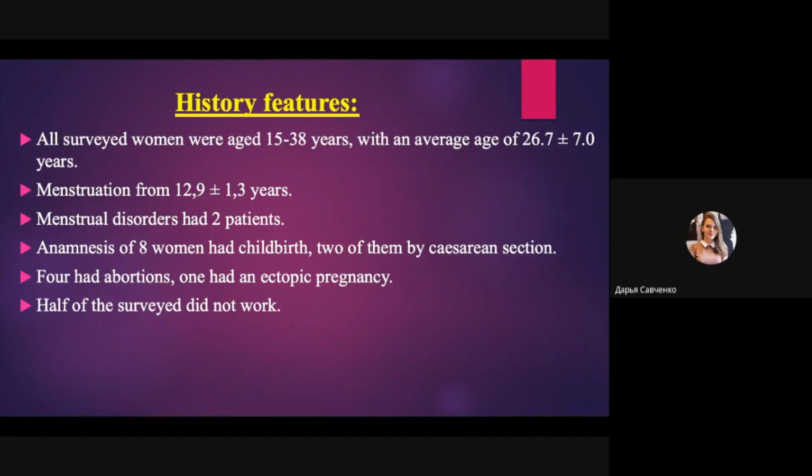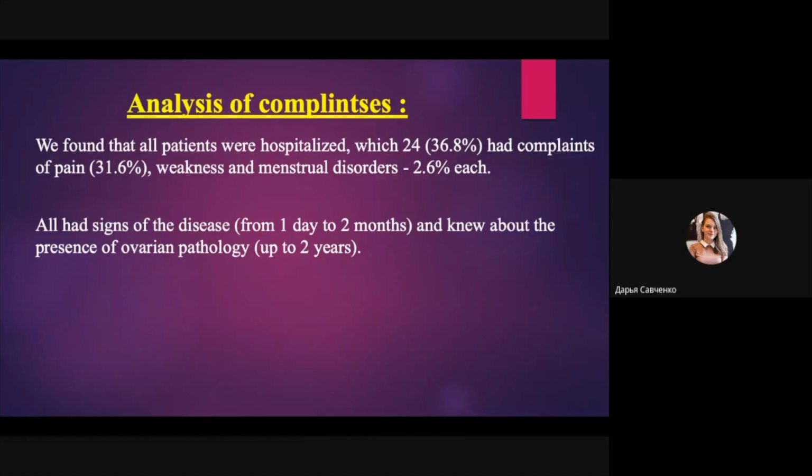History features. All surveyed women were aged 15-38 years, menstruation from 12 years, menstrual disorder had 2 patients. In anamnesis, 8 women had childbirth, 2 of them by caesarean section. 4 had abortions, 1 had an ectopic pregnancy. Half of the surveyed didn't work. We found that all patients were hospitalized, of which 24 had complaints of pain, weakness, and menstrual disorder.